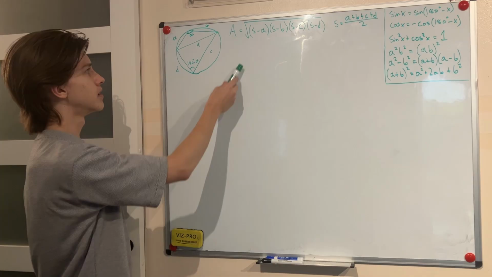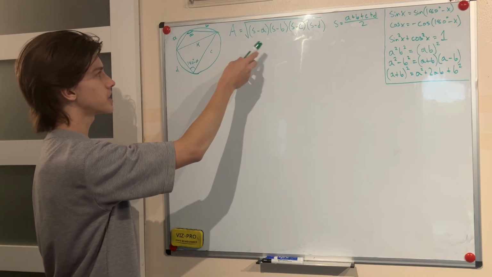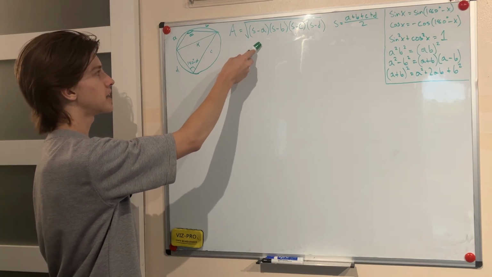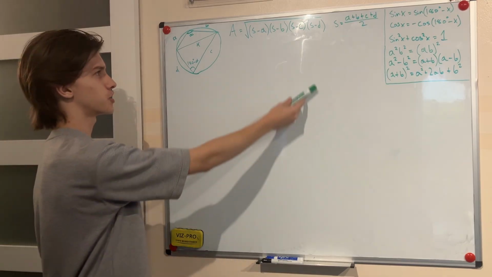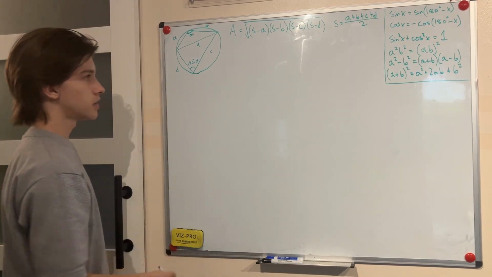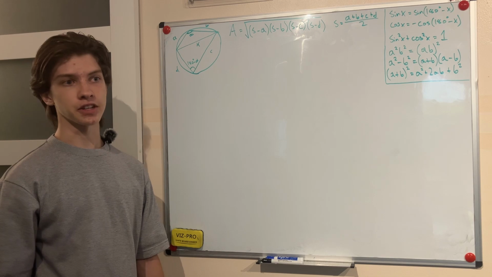It shows that the area will be the square root of the consecutive product of the semi-perimeter minus each of the quadrilateral sides. And remember, the semi-perimeter is just half of the perimeter. So let's get into deriving it.